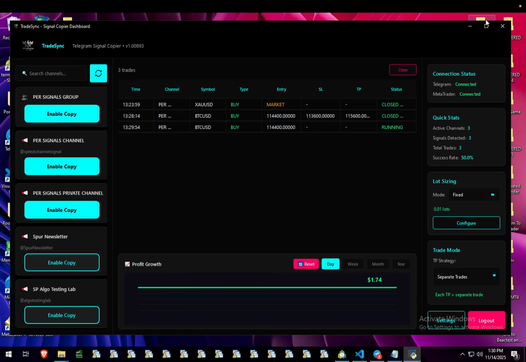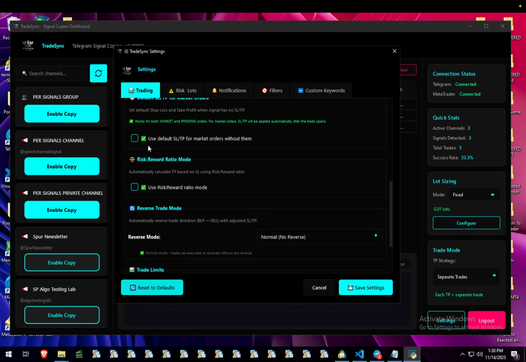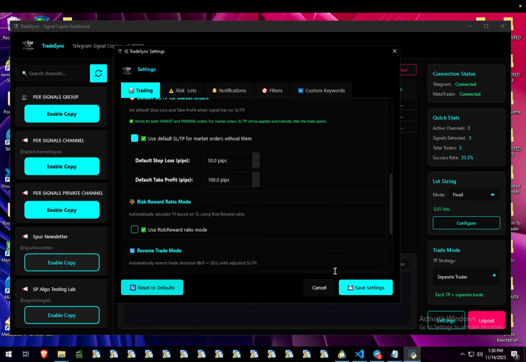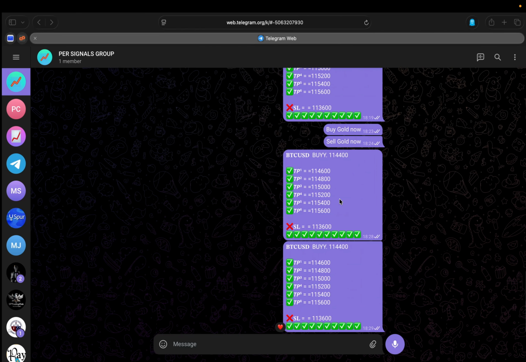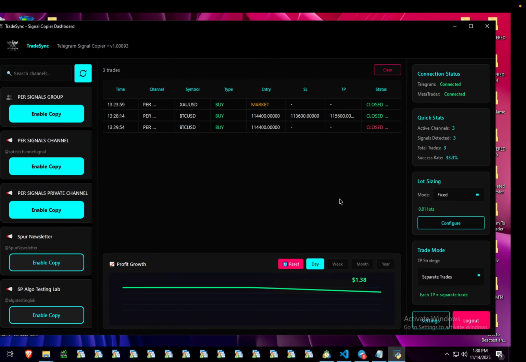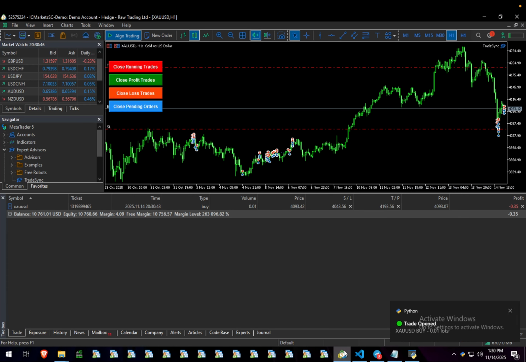You can also set a default stop loss and take profit value so the system automatically applies them to your trades. This is especially useful when the admin doesn't include SL or TP in a signal, such as a market order, but you still want to protect your position with a default setup.